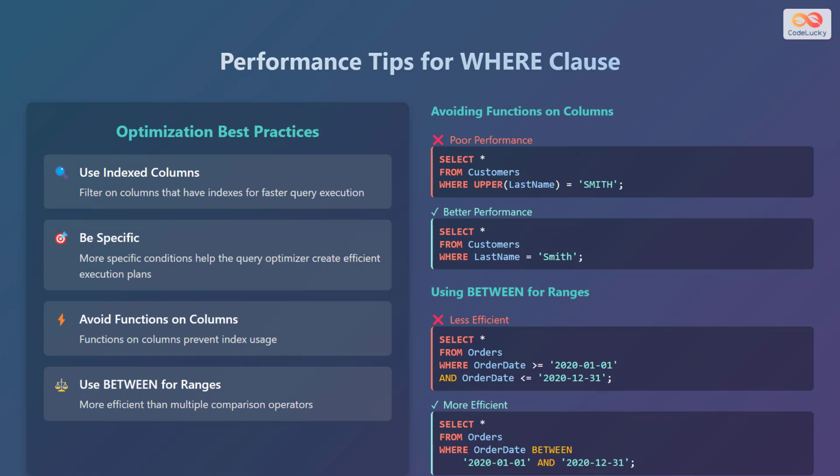The second example shows how to use BETWEEN for ranges. The less efficient query selects all columns from the orders table where the order date is greater than or equal to 2020-01-01, and the order date is less than or equal to 2020-12-31. The more efficient query selects all columns from the orders table where the order date is between 2020-01-01 and 2020-12-31.